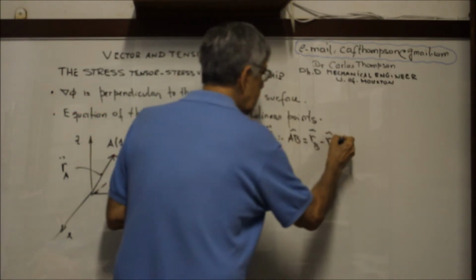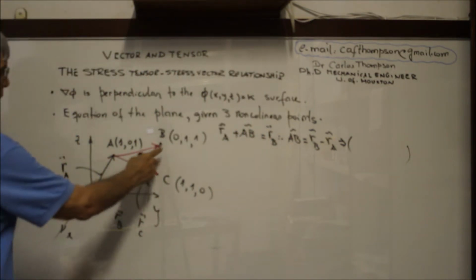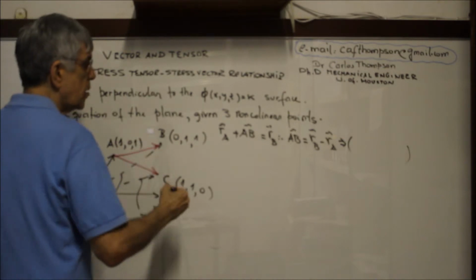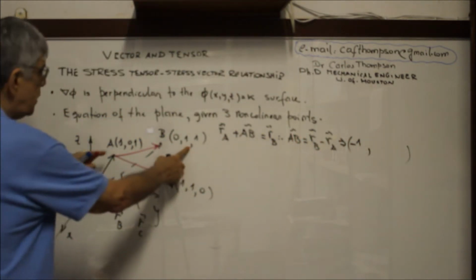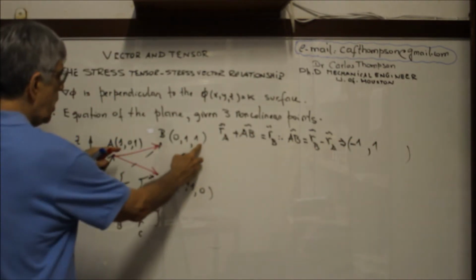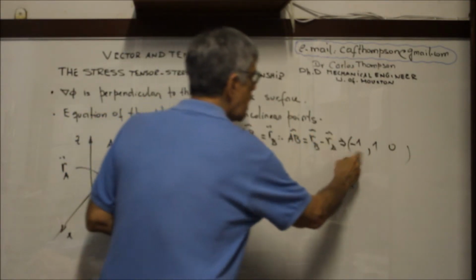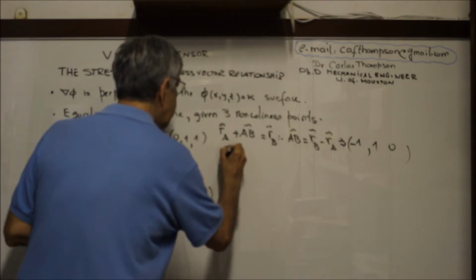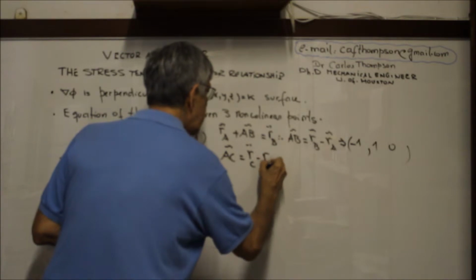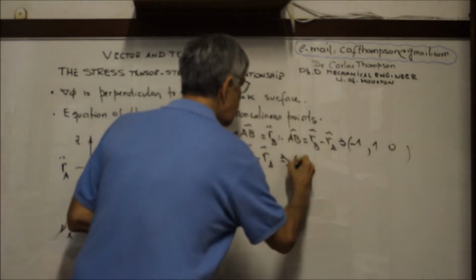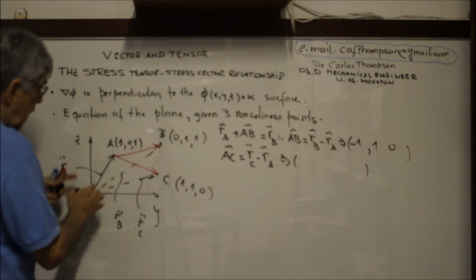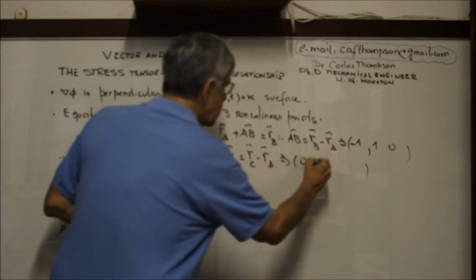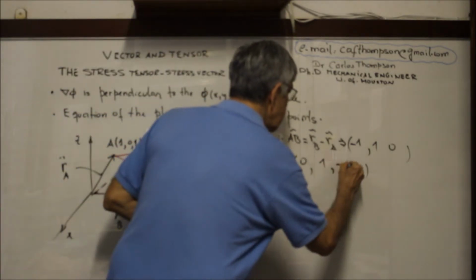Let's write down only the components, okay? XB is 0 minus 1, so 0 minus 1 is minus 1. Now, 1 minus 0 is 1. And here, 1 minus 1 is 0. So these are the components of the vector AB. Now, let's do the same for AC. AC is equal to RC minus RA. Let's write down the components. 1 minus 1 is 0. Now, 1 minus 0 is 1. Here, 0 minus 1 is minus 1.